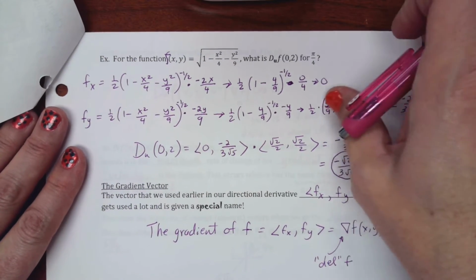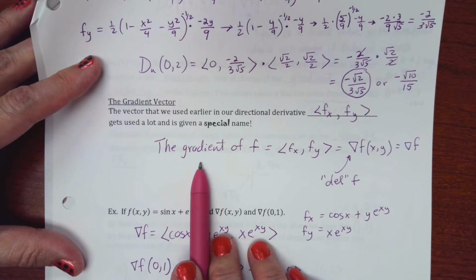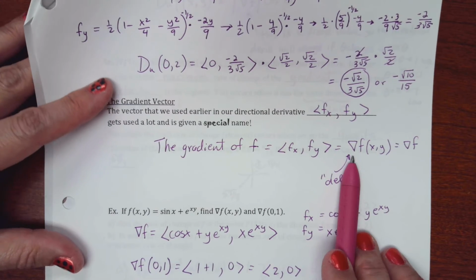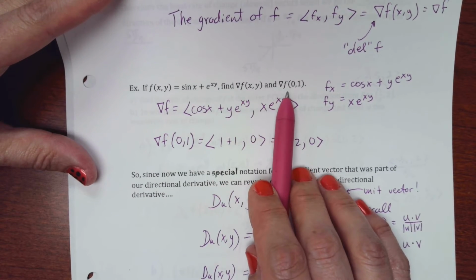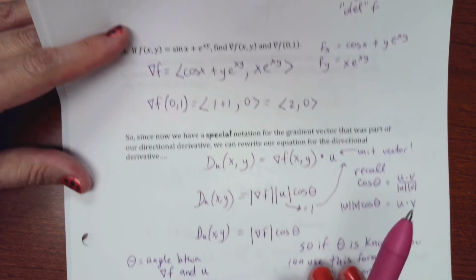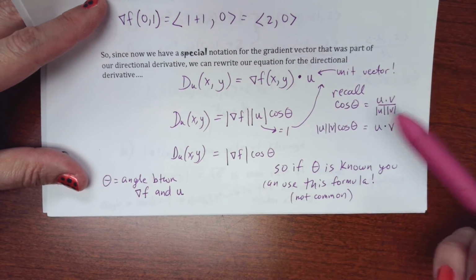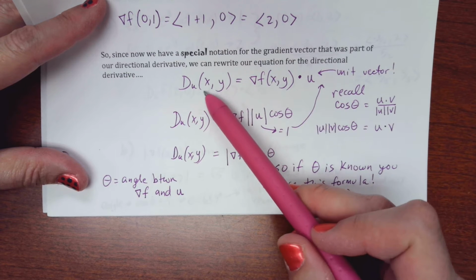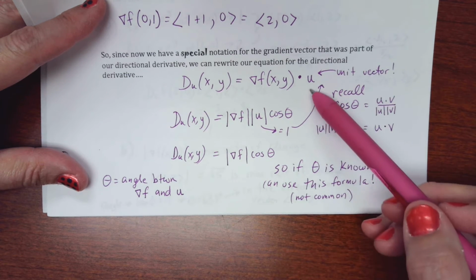We got another one. Then we named this guy. We named this fx, fy. We named it our gradient vector, and it was called del f, right? So down here, we just find del f, plug in 0, 1. So we did that last time. Then we came to, this is about where we stopped last time. So we have our definition of our directional derivative here, and it's a unit vector.